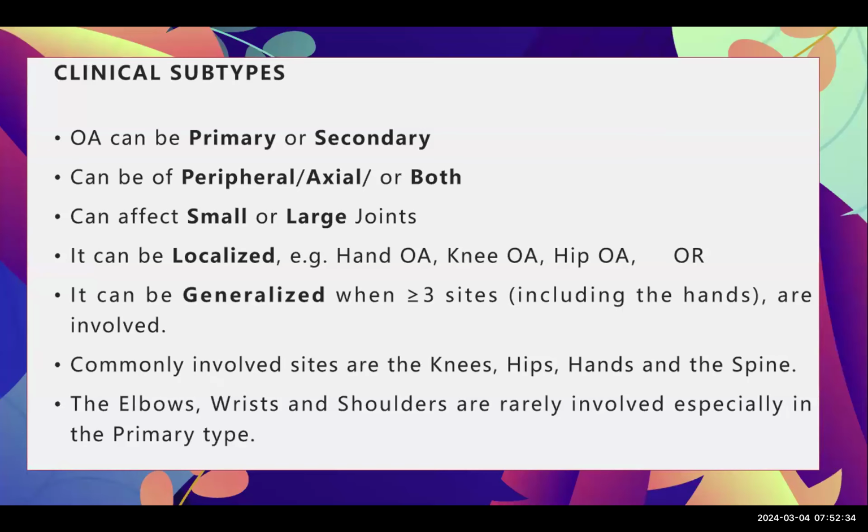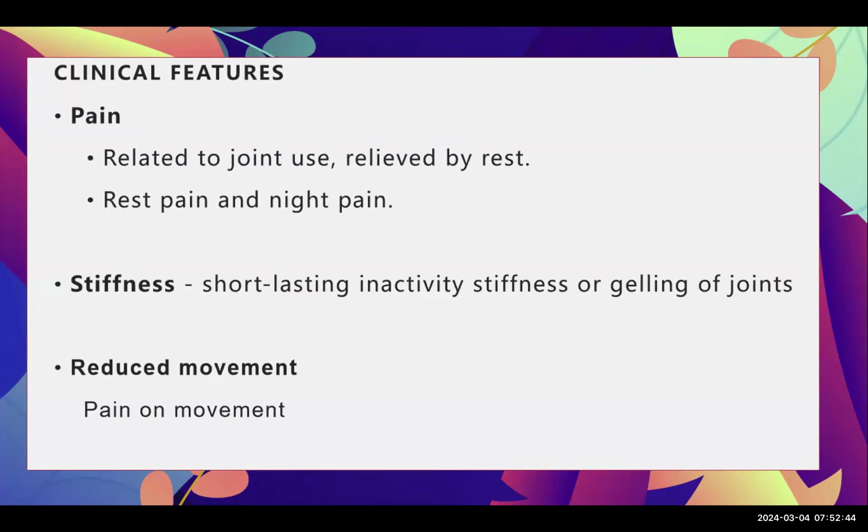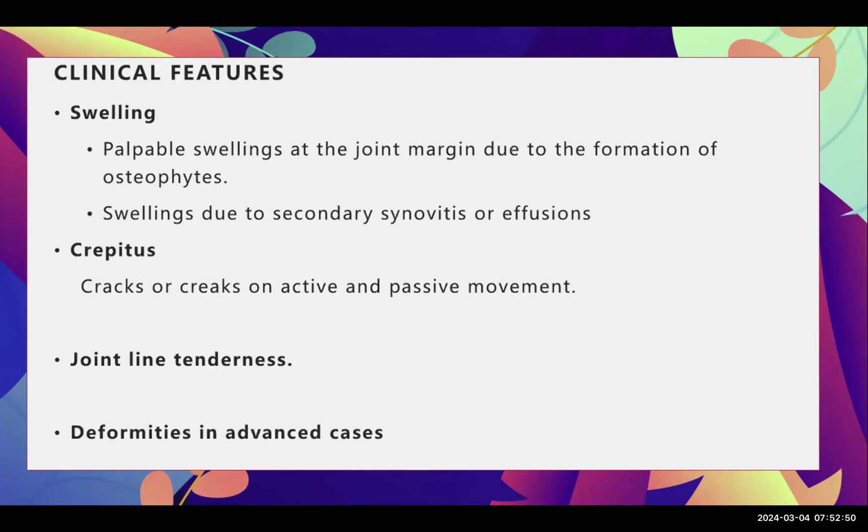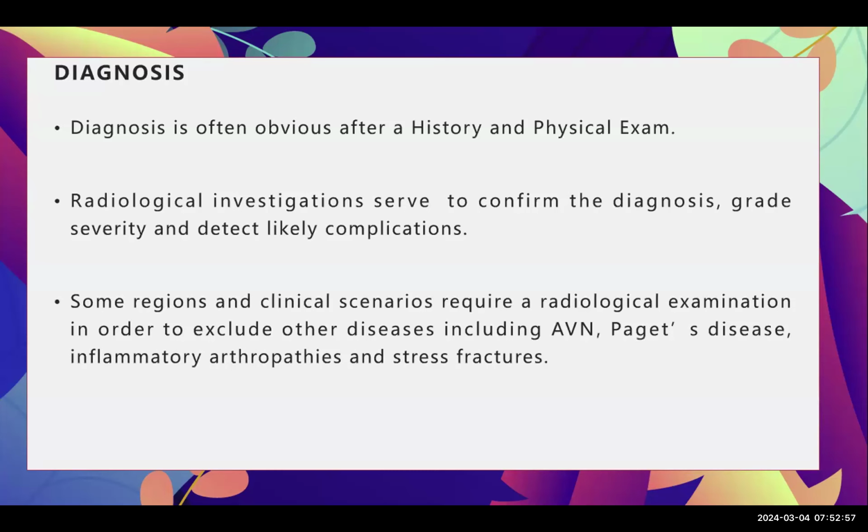The clinical subtypes are primary or idiopathic, and then secondary, as well as peripheral and axial. We've talked about the areas where it is predisposed to. So, clinical symptoms, of course, pain. The patient had pain, stiffness, reduced joint movement. There could be swelling, crepitus, and then joint line tenderness, as well as deformities in advanced cases.